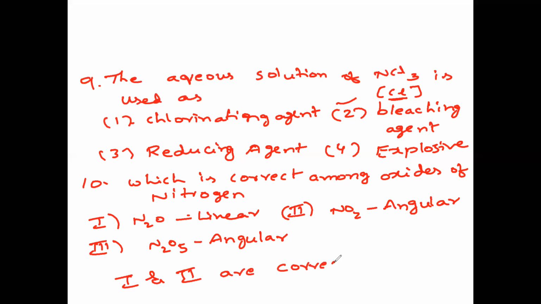And 3 is wrong because N2O5 is not angular, it is planar. So the answer is only 1 and 2 are correct. You are going to get questions like these in the examination. These are all previous competitive exam questions. I hope it is clear. Next we are going to discuss questions based on nitrogen compounds, where you will get either reactions or structures. Next question, question number 11.